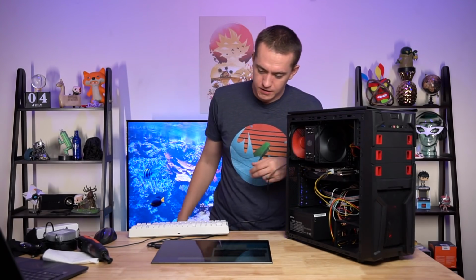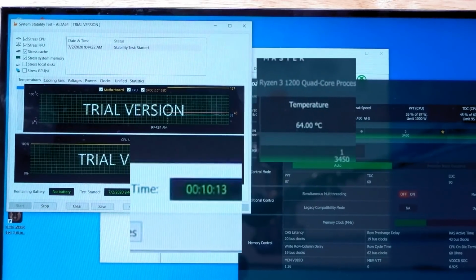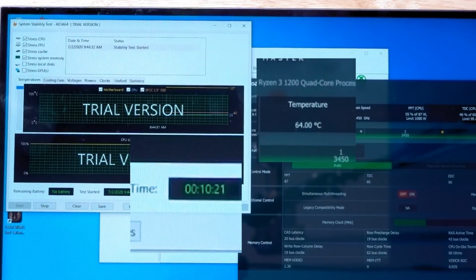So here we are at the 10 minute mark, and honestly, our temperatures are looking pretty fantastic. We've basically stabilized at the 63.5 to 64 degree region on this cooler, with it never going above 64 degrees whatsoever. And that is, again, at 100% load for that entire 10 minutes.